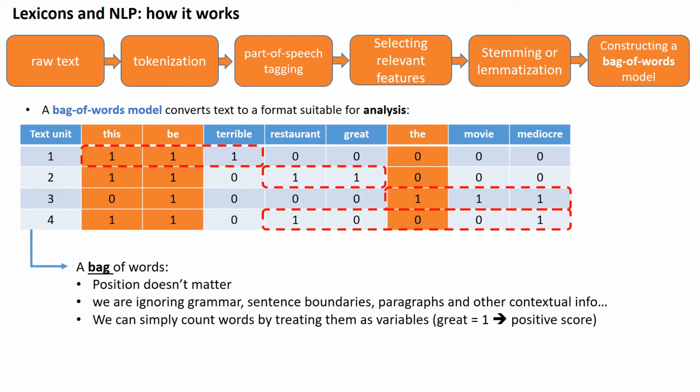But there's also a positive side to a bag-of-words model, obviously. It's simple and it's therefore also useful. We can simply count the words by treating them as variables. So, in this case, we can see that the second sentence has a 1 on the variable great. So, this is a positive sentence, right? You can simply count the words just like if you have done a survey, you can check the scores on different questions. You can here check the scores on different words.